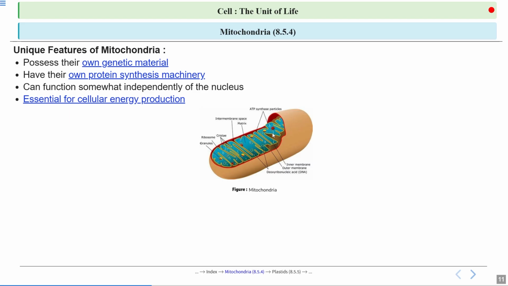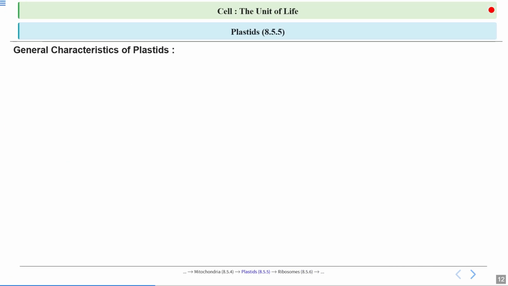Okay, now let's move on. Let's talk about the plastids now. What are the general characteristics of plastids? Plastids are present in plant cells, not animal cells, and they are present in euglenoids as well.